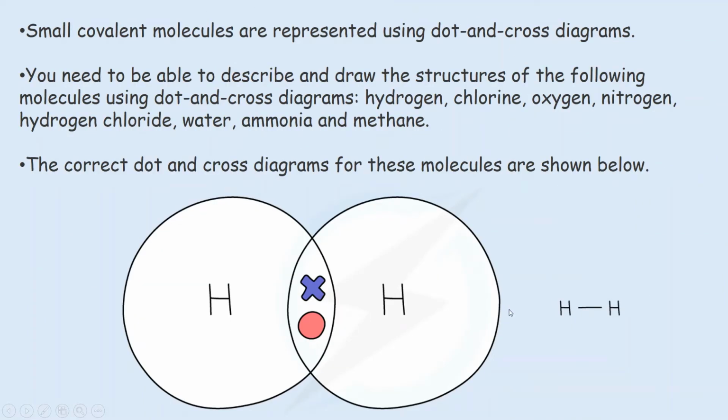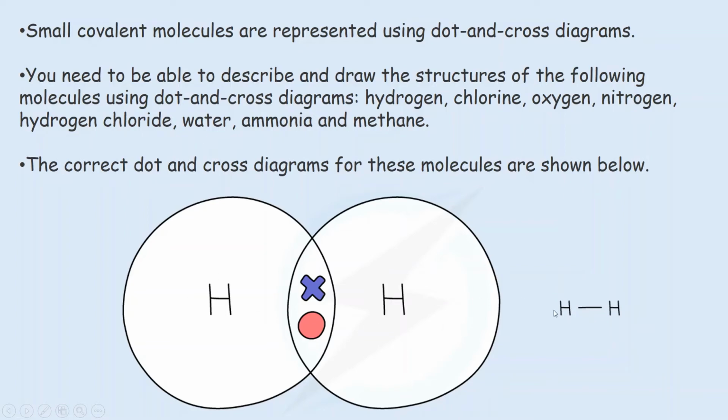A dot and cross diagram is what you'd use to display the covalent bonds between different atoms. So these small covalent molecules, you could represent them using dots and crosses. Use crosses to represent the electrons from one atom, and dots to represent the other electrons that have come from another atom. Okay, and the main ones that you need to know about are hydrogen, chlorine, oxygen, nitrogen, hydrogen chloride, water, ammonia, and methane, but I will show examples of each. Okay, and this here is called a display formula.